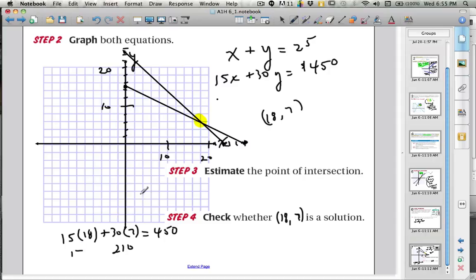I'm sorry. So it's going to be 180 plus 90, that's going to be 270. So when you look at that, that's going to be 480. So that does not work. Okay, so the other point that I thought might be it, and when you think about it, I had too much money, which probably means that I have too many bicycle rentals. So now let's try 19, 6.